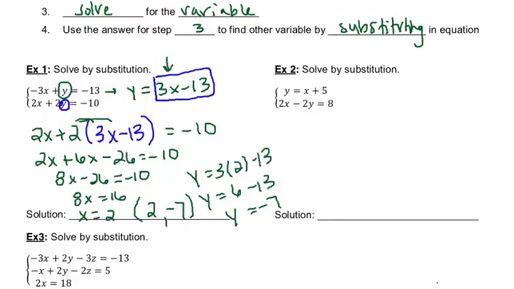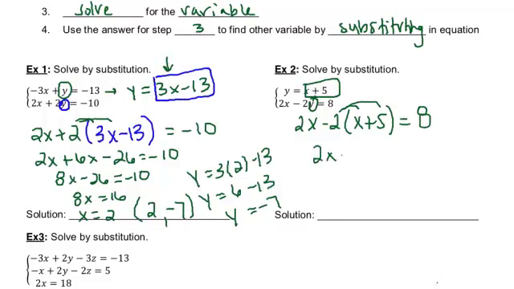Notice that if we look at both of our equations, one is already solved for y. So we're just going to take this value, the x plus 5, and plug that in for y in our second equation. So we have 2x minus 2 times (x plus 5) equals 8. Again, we're going to distribute first. So we have 2x minus 2x minus 10 equals 8.